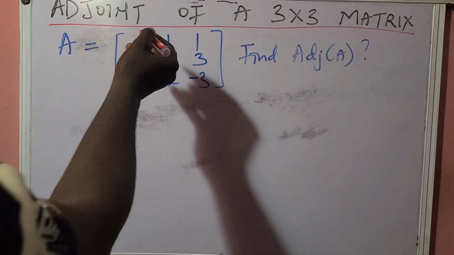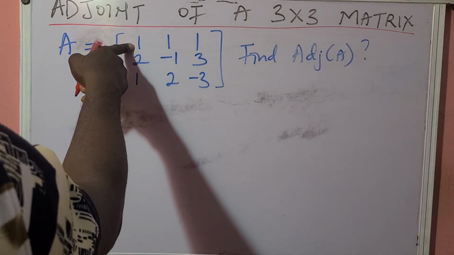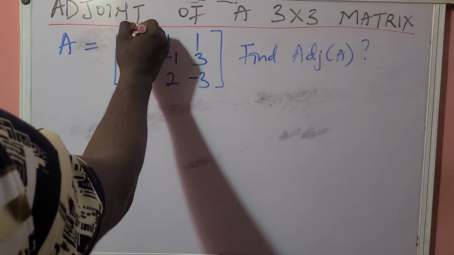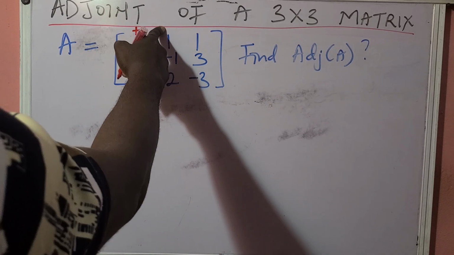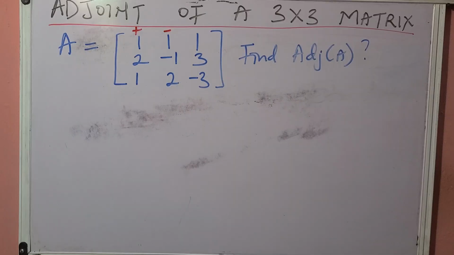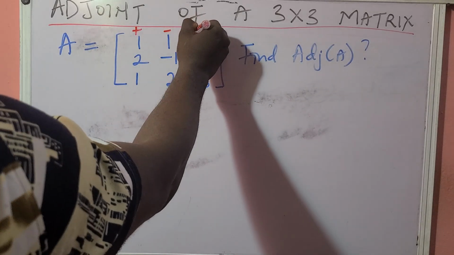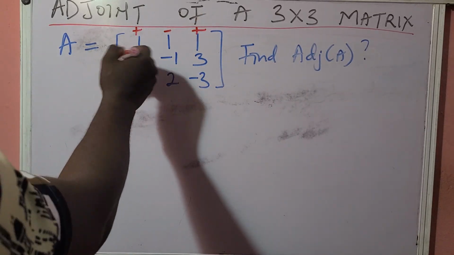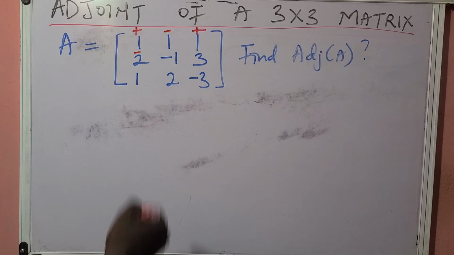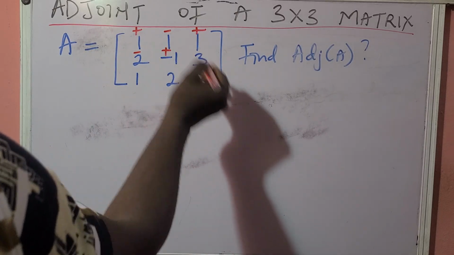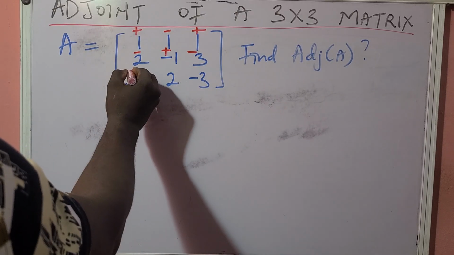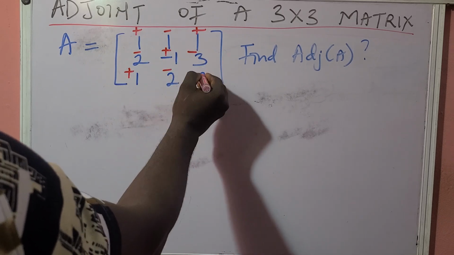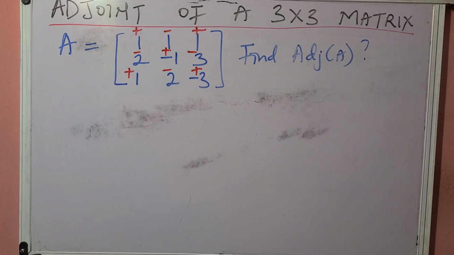Let's see how we do that. This is the first element, you put the plus sign. This is the next element, you put the minus sign. Then this is the next element, you put the plus sign. Then the next one after, you put the negative sign. Then the positive sign, then the negative sign, then the positive sign, the negative sign, the positive sign. That is the very first step you have to go through: assign these signs in this way on every element of matrix A.